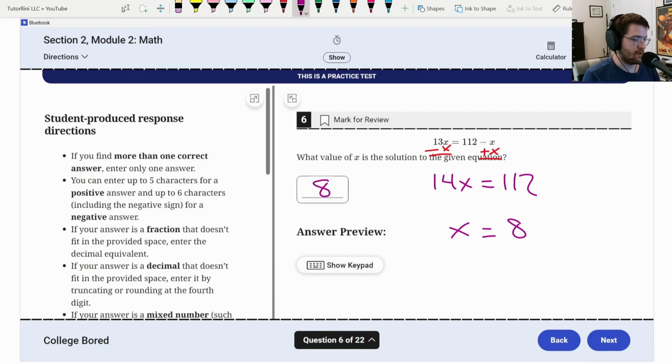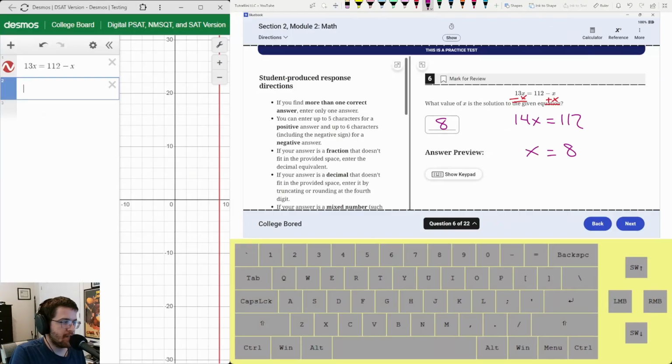We can also do this question super quick on Desmos. Let's go do that. Okay, so I just typed in the equation verbatim, and then I double click, and it tells me that the solution to the equation is 8.